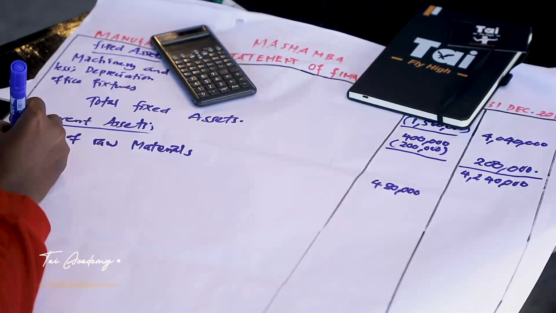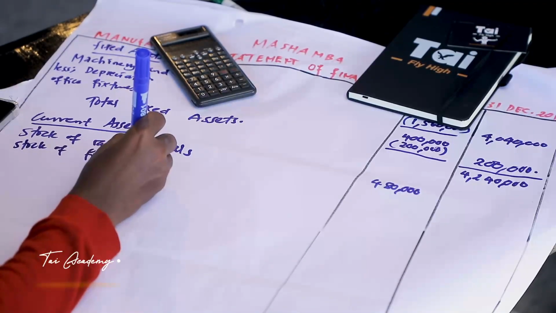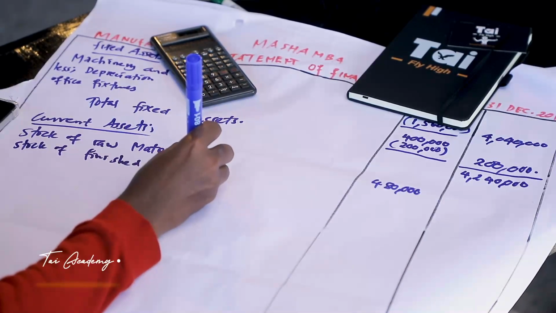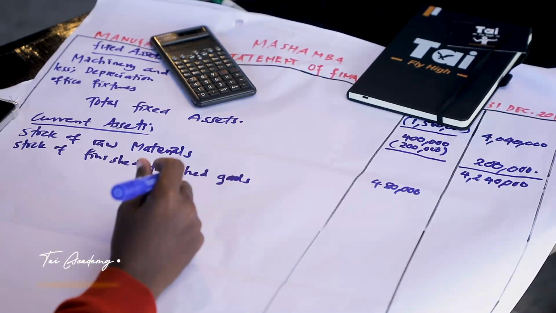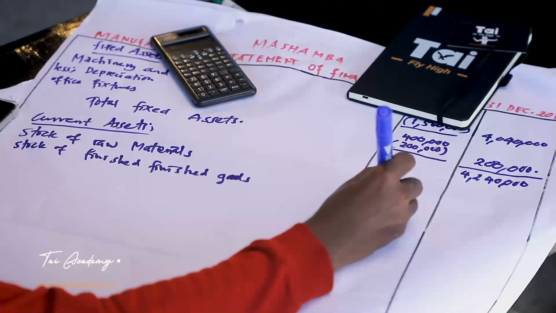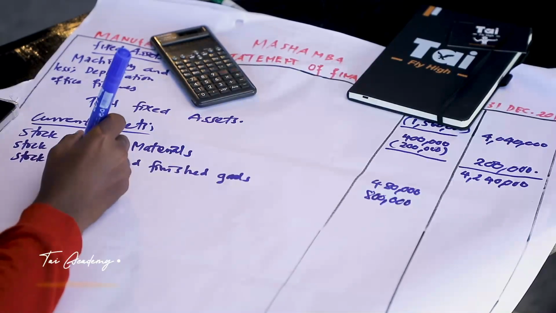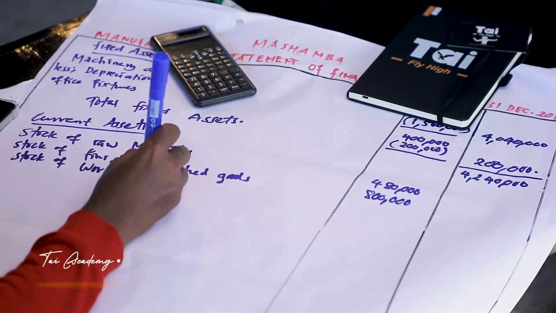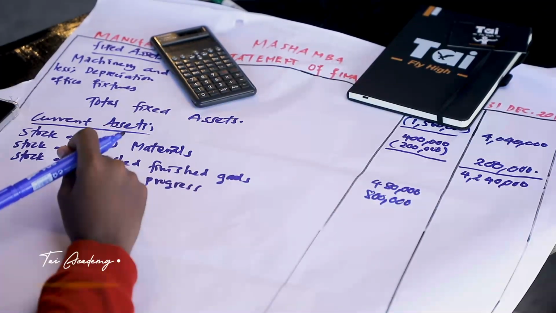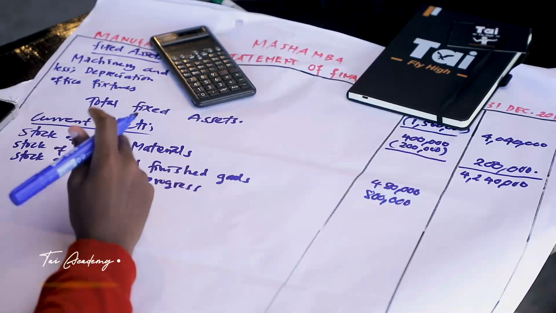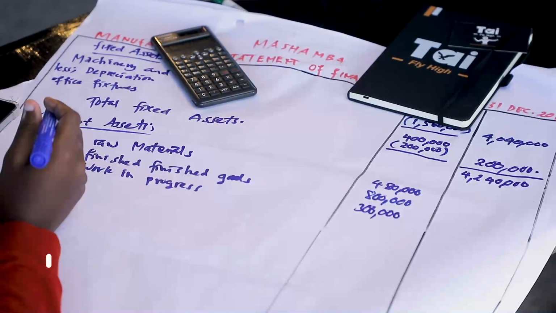tuna stock of finished goods. Stocks of finished goods which was 200,000. Afu stock ya mwisho ni stock of work in progress, ambao stock wa work in progress ipo kwenye swali letu ni 300,000. Kwa hapa ndo stock zangu 3 nishaziandika.